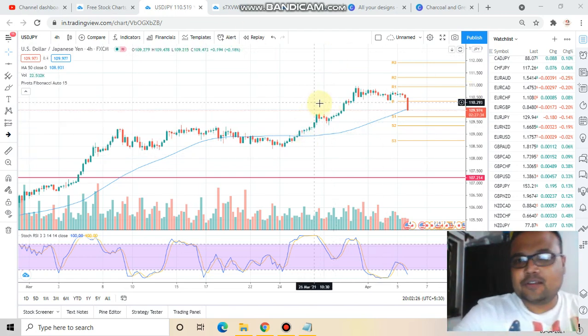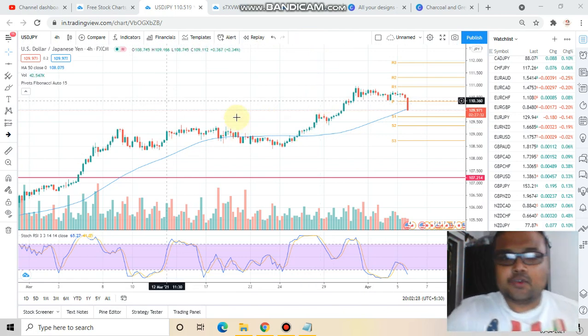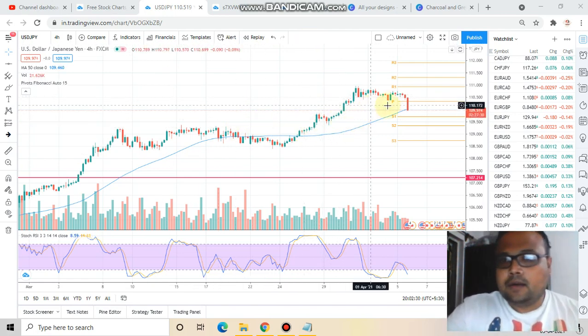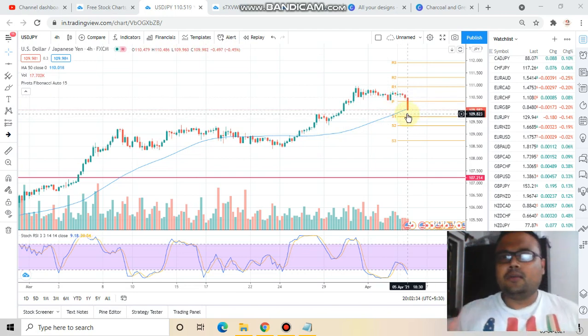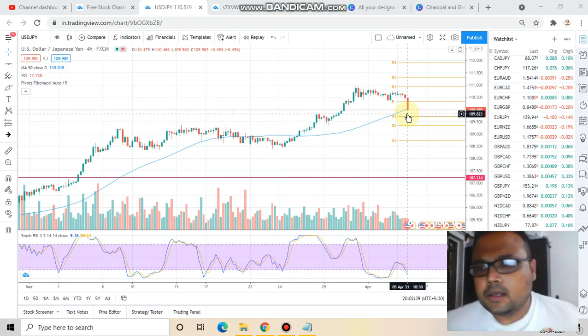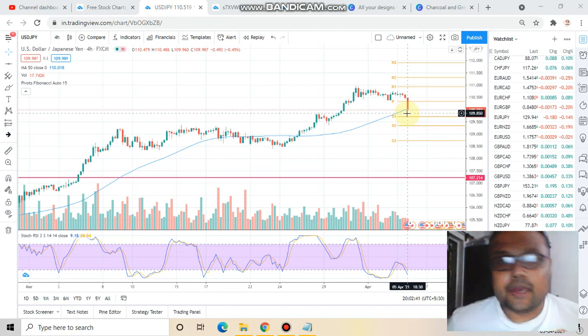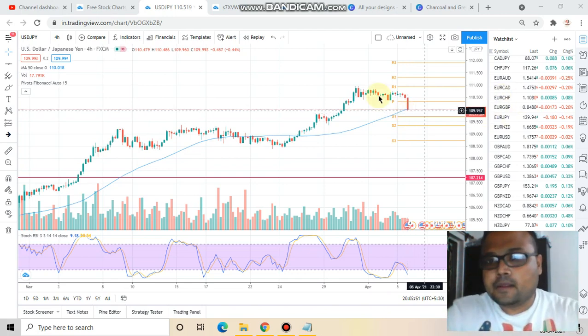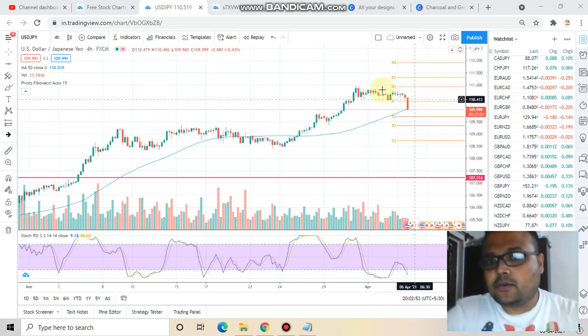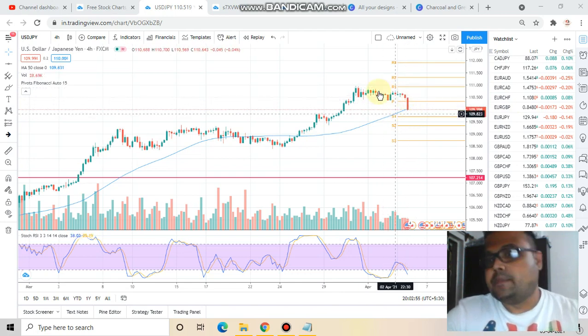So this is the chart of USD JPY. As we can see, market has formed a big red candle right now, and as we all know, market is in beautiful uptrend. Market is very bullish since last couple of weeks. But if you watch my previous video, then I told you not to go long. I told you to watch the market. Remember, and this is the result. You can see right now market is coming down.